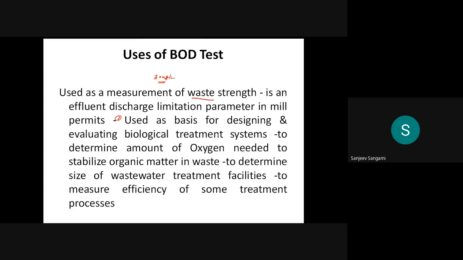We can write it in this way. First one, and this one is used to determine the amount of oxygen needed to stabilize organic matter in waste. Then, the third one, it is used to determine the size of wastewater treatment facilities. Not only the biological system, some of the efficiency also, if you want to find out the treatment processes that can also be used. Of course, overall, you can say that it is being used to find out how much pollution is happening due to the bacteria or due to the organic matter that is present in the water.